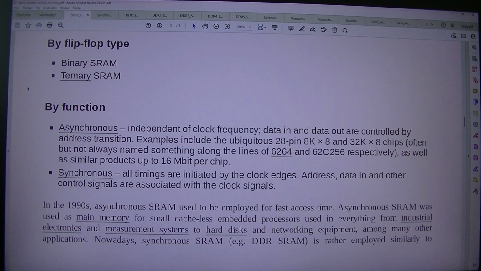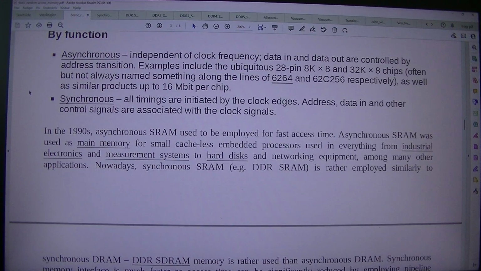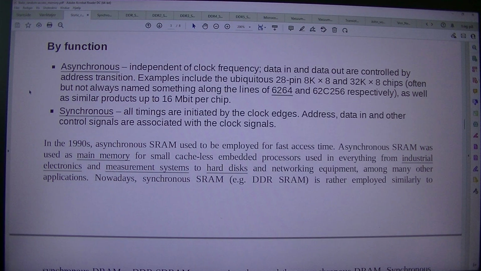controlled with address transition. Examples include the ubiquitous 28-pin 8Kx8 and 32Kx8 chips, often but not always named something along the lines of 6264 and 62C256 respectively, as well as similar products up to 16-bit per chip. Synchronous: all timings are initiated by the clock edges.